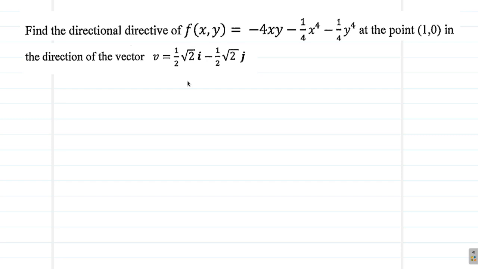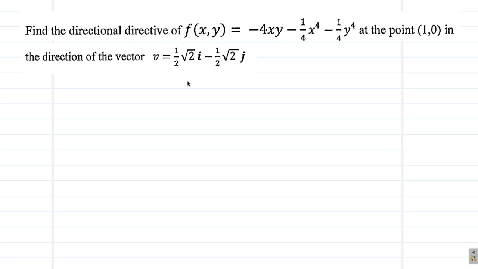Find the directional derivative of f(x,y) = -4xy - (1/4)x^4 - (1/4)y^4 at the point (1, 0) in the direction of the vector (1/2)√2 i - (1/2)√2 j.